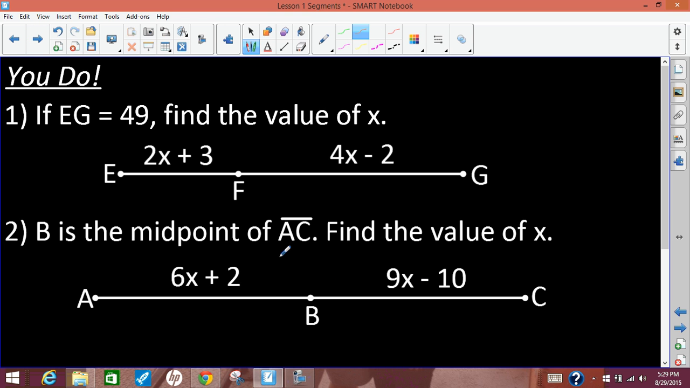So here are your two you-do problems. They should look very similar to the problems that we did in the lesson I did for you and you did by yourself. So use those as an example. Do these two problems, and you can check your answers at the beginning of class and get full credit for your notes because that's what you want to do.